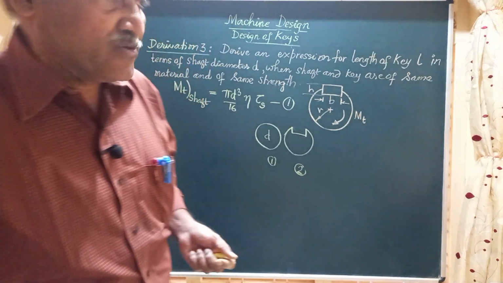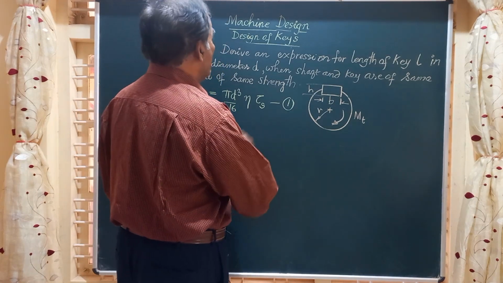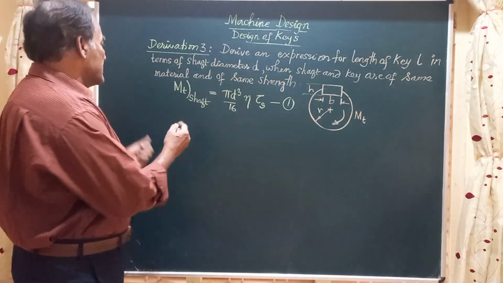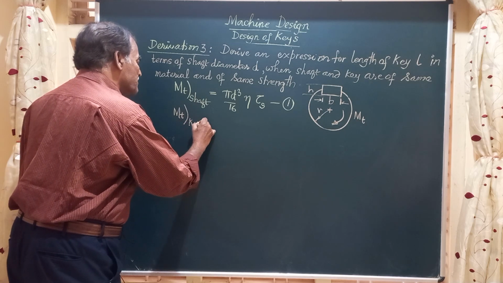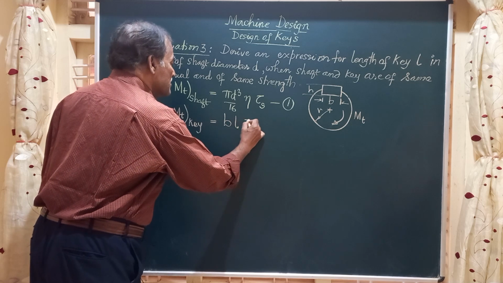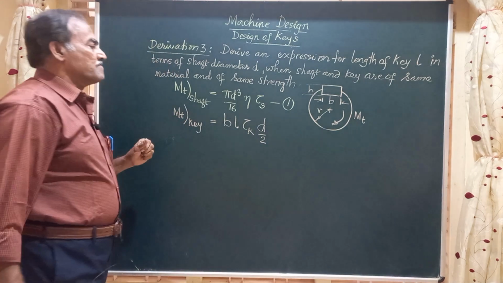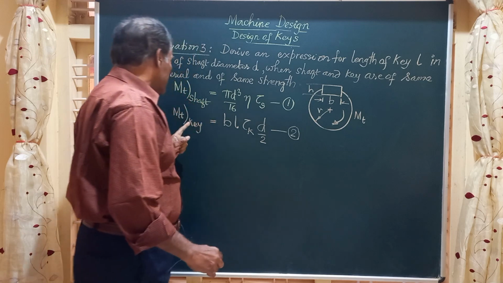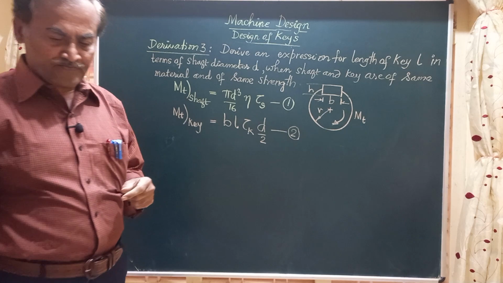Friends, now coming to the second, that's the expression for the torque transmitted by the key. In general, friends, you know, the torque transmitted by the key, Mt key, in shear is given by the equation B L tau k D by 2. This is the expression. You can number it as 2, and this will give you the torque transmitted by the key in shear, because the shear stress we are using.